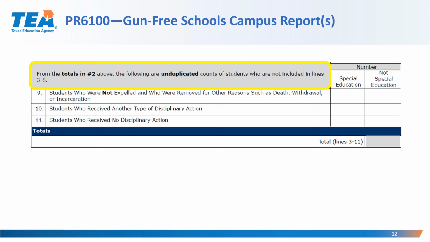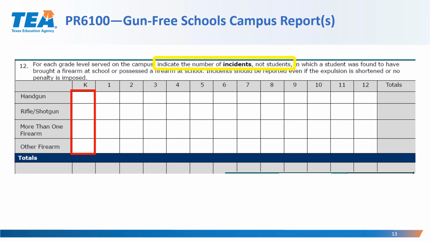Still dividing between special ed and not special ed, but counting for students who were not expelled, who received other type of disciplinary action, or who received no disciplinary action. Still divided between special education and not special education. In this section, the LEA is dealing with number of incidents, not students. So by grade level, the LEA would record the number of incidents involving each of these types of weapons. Again, number of incidents, not number of students.